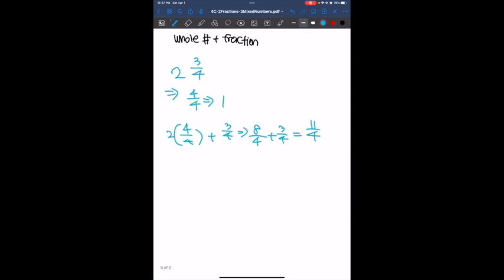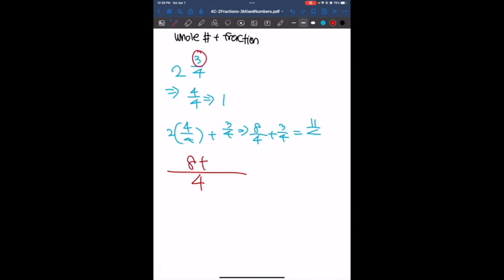An easy way to convert a mixed number into an improper fraction, because sometimes it's easier to work with improper fractions when we add or subtract, is this: you leave the denominator, and then you multiply the whole number by the denominator. That's 2 times 4, which is 8. Then you add the original numerator, and that gives you your improper fraction.